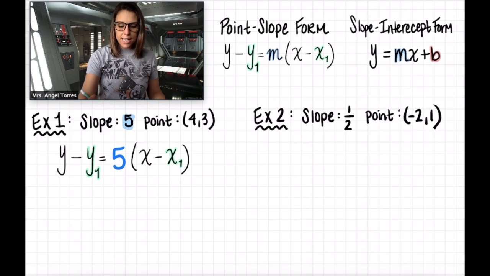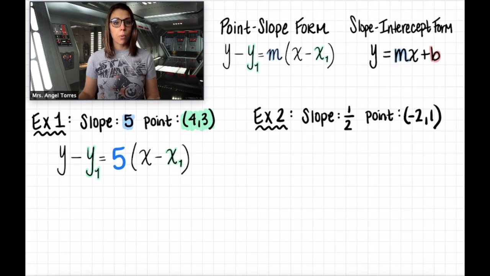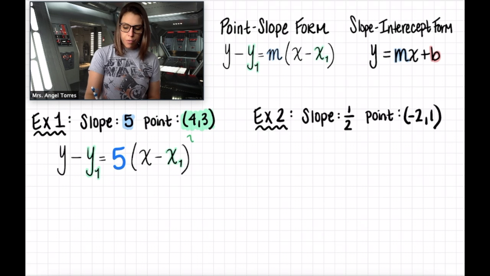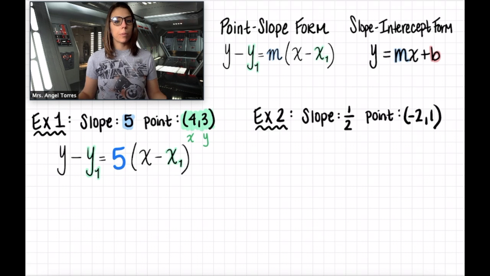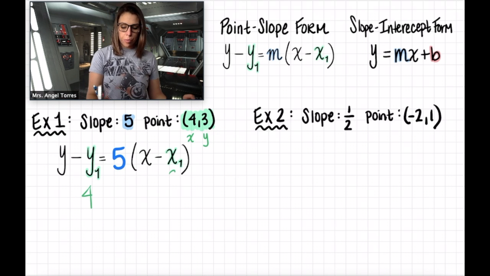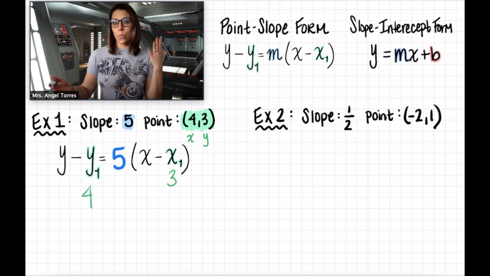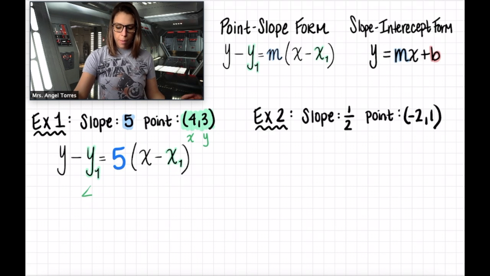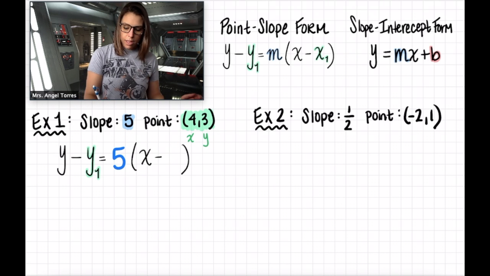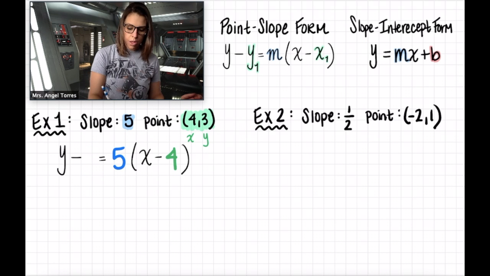The next thing I'm given about this line is that it has a point (4, 3). To make sure that I do this correctly, underneath this point, I'm going to write which one is x and which one is y. In this case, 4 represents the x and 3 represents the y. It's a very common mistake to put 4 and 3 into the formula that way and not where the x and y belong. So I'm going to replace x1, which is the coordinate of my point, with 4. And I'm going to replace y1 with 3.